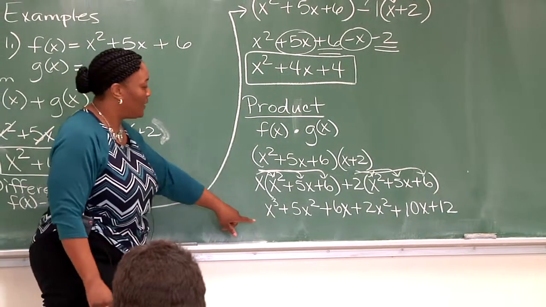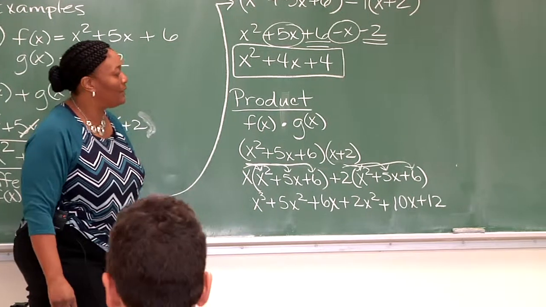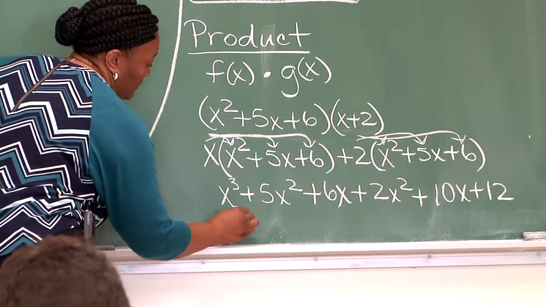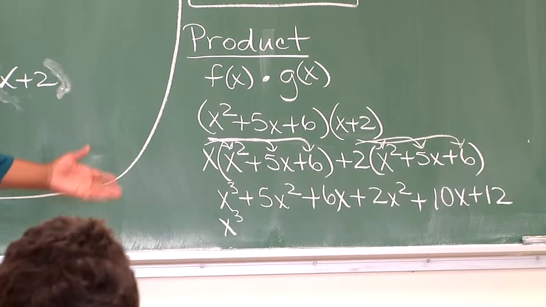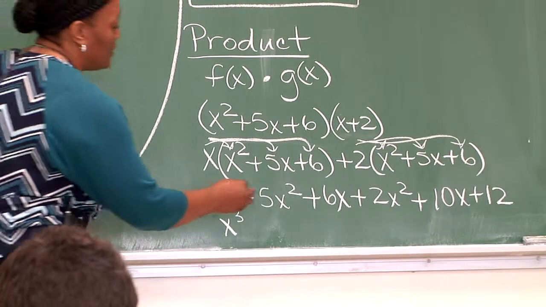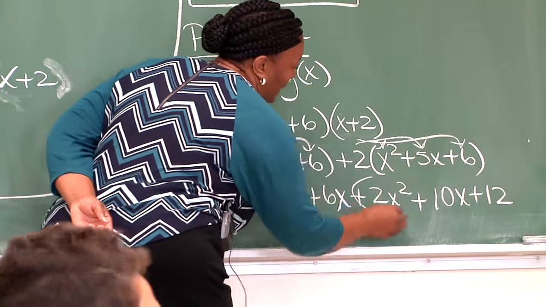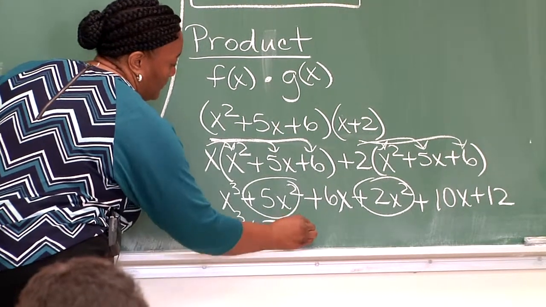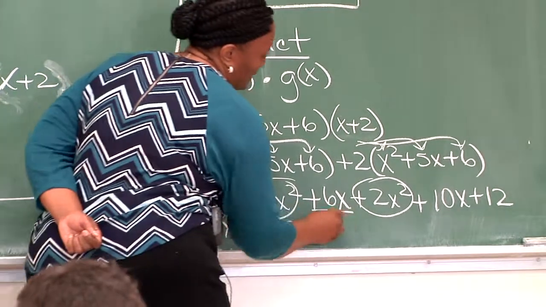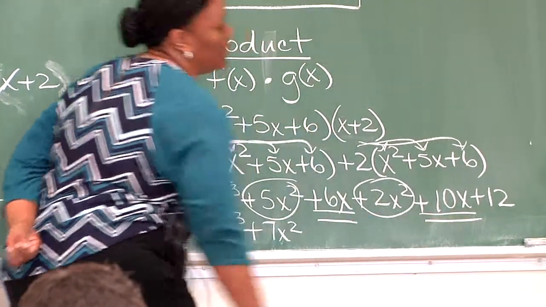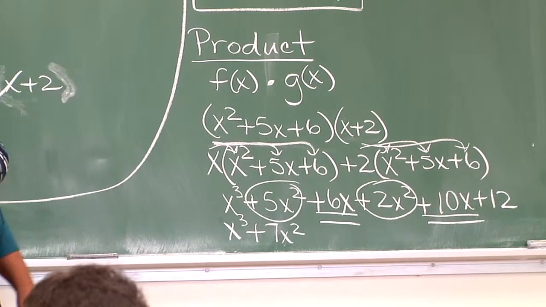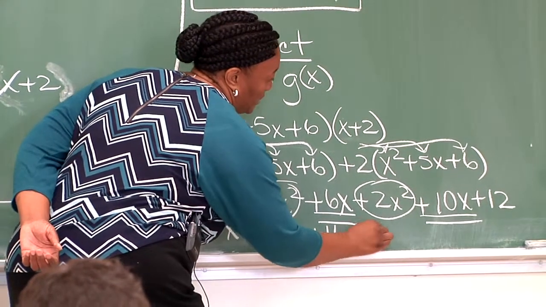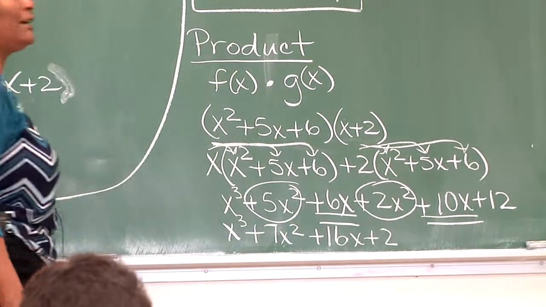Okay. All right, so do I have anything to combine with x cubed? No, so I'm going to bring it down. What about with 5x squared? I have the 2x squared, right? They're both positive, so I'm just going to add, plus 7x squared, right? Then I have 6x plus 10x, which gives me what? 16x plus 12. Am I finished now?